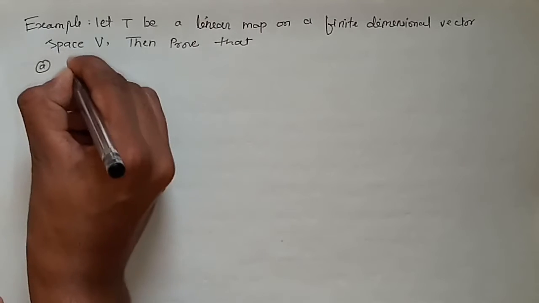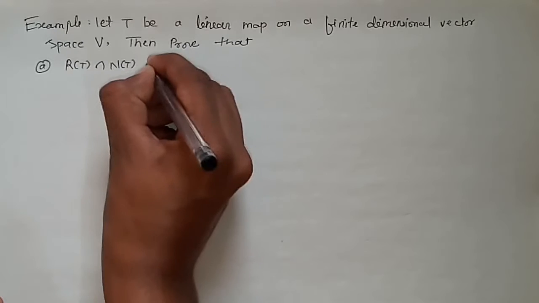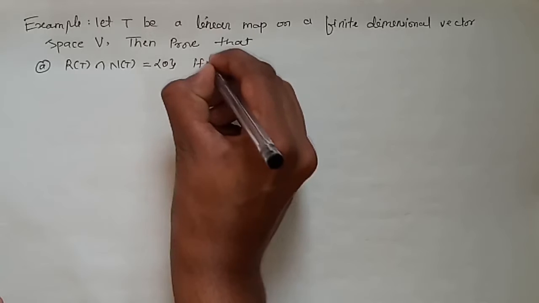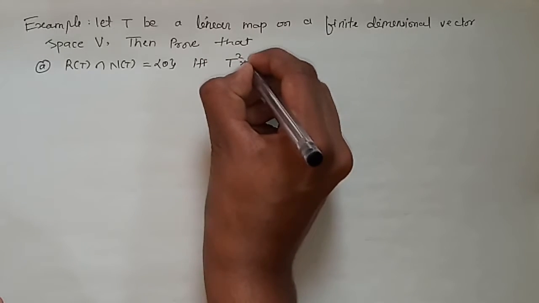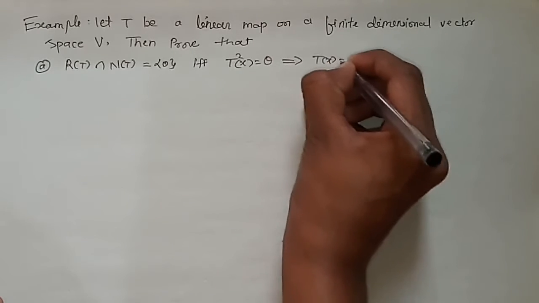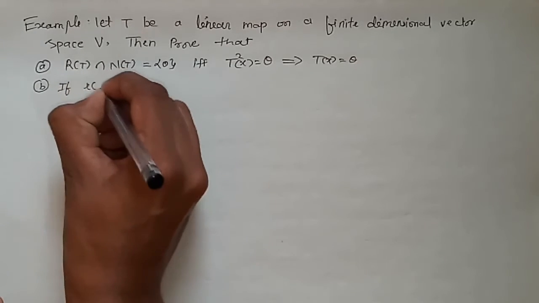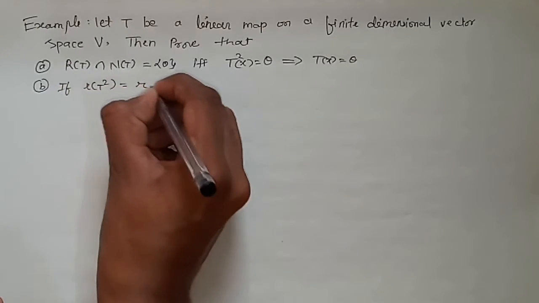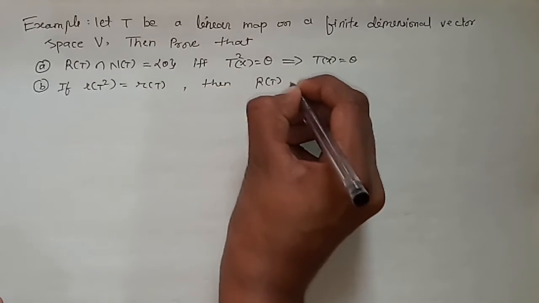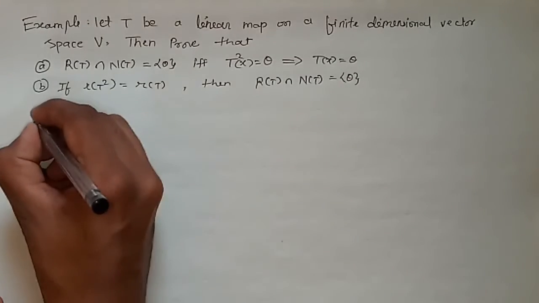First one, R of T intersection N of T is equal to the zero element, or theta element, if and only if T square x is equal to theta. This implies Tx is equal to theta. Second one, if R of T square is equal to R of T, then R of T intersection N of T is equal to theta element.